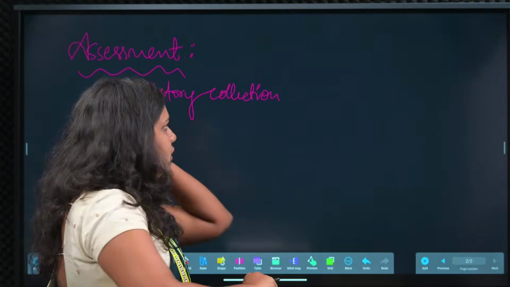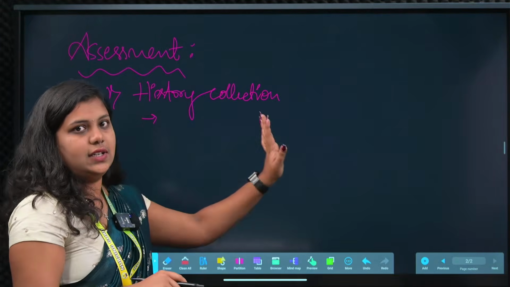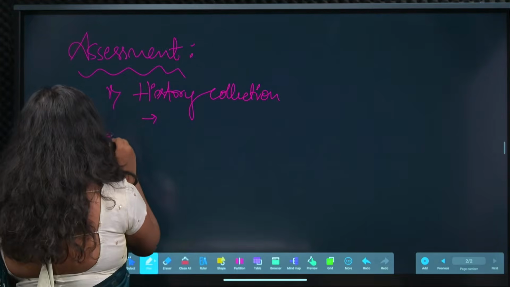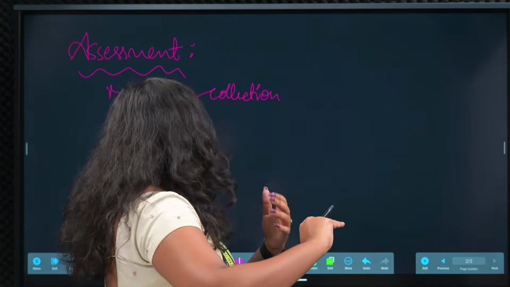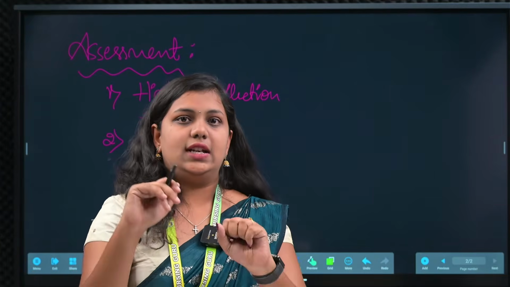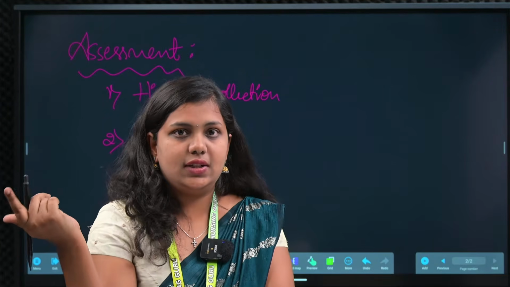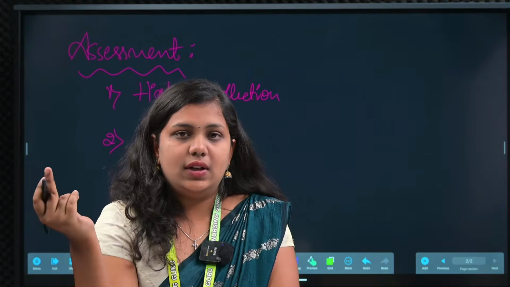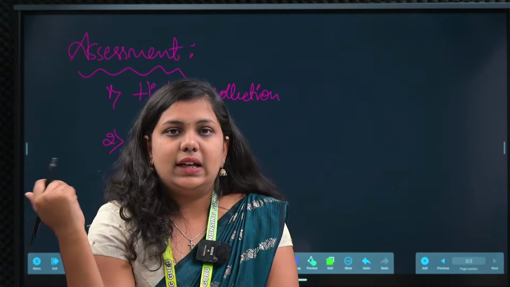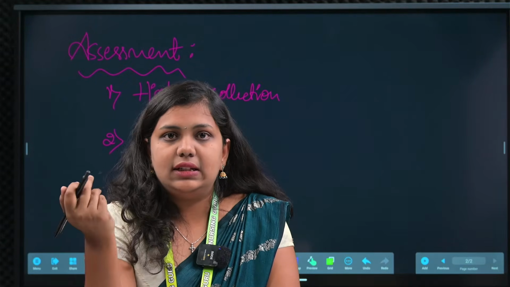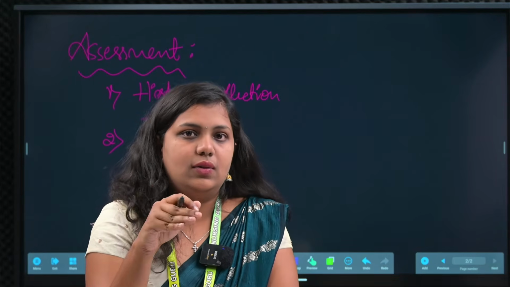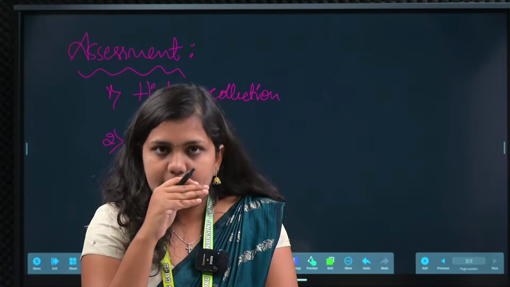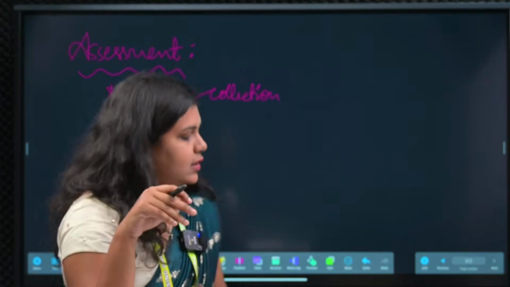This is the history collection, our first step. I hope you will understand this history collection. In the history collection, we have to collect the identification data, chief complaints, then the menstrual history, obstetric history, contraceptive history, present and past medical and surgical history, and also the family history. Then next is the physical examination.